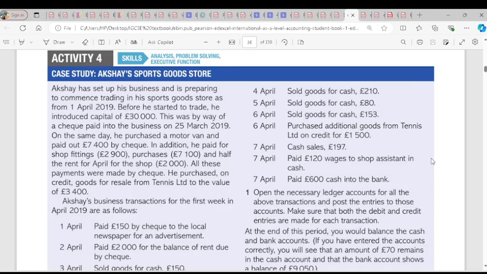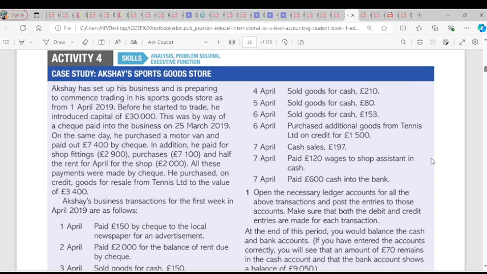Based on the double entry system, this was paid into his business by way of a check paid into the business account on 25th of March 2019. So there's two double entry there. We have the capital account and the bank account. Capital was paid into the business bank account, so we're going to credit the capital account and debit the bank account. Yes, he paid it by check, that's why it is bank.